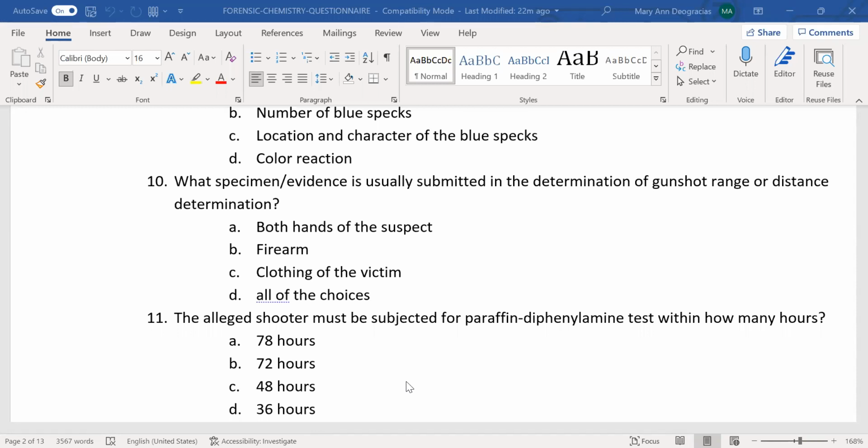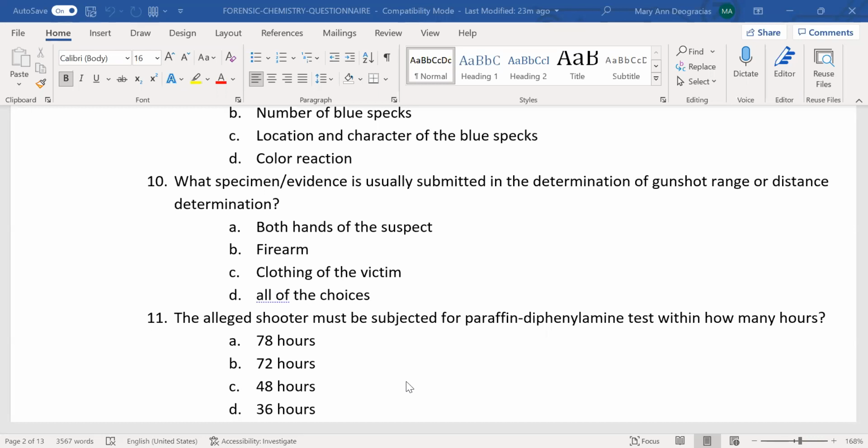Okay? Idagdagan natin yung info nyo dyan. Pag ang choice nyo, both hands of the suspect, that is submitted for the DPA paraffin test. Firearm is for determination of approximate time of firing of the gun. Gunshot range, GSR, the specimen to be submitted is letter C, or the clothing of the victim. Yung iba dyan kasi nagte-take down notes. Sige lang, okay lang. Okay, number 11.